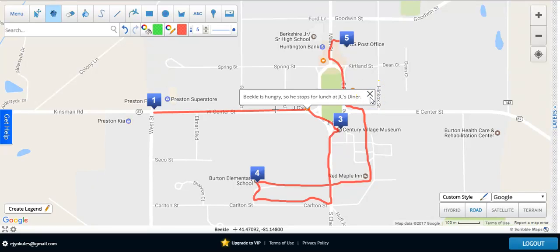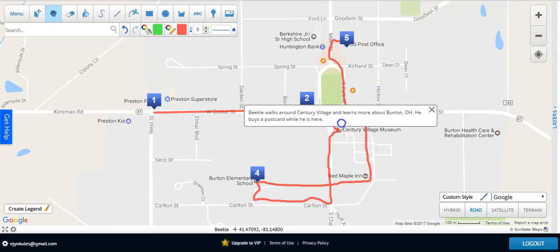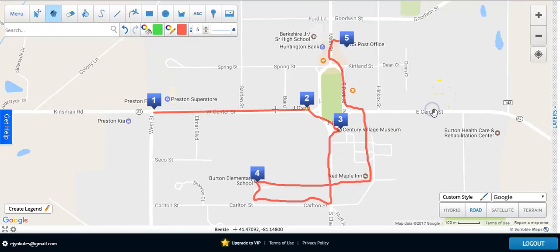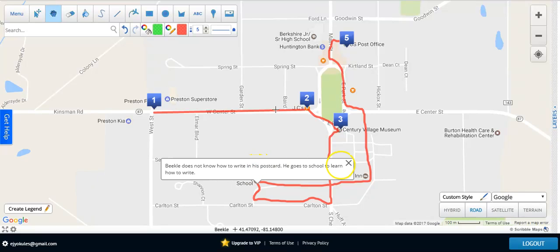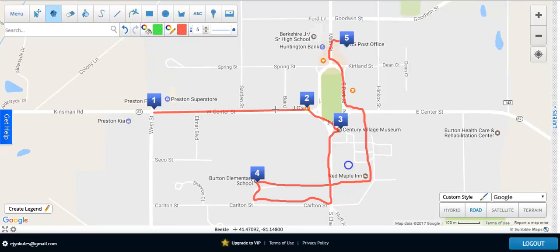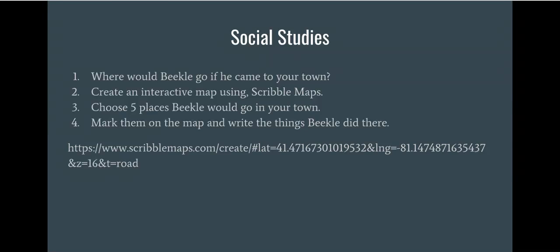He would then go to this little museum in my town to learn more about our town, and he'd pick up a postcard while he's there, but because he's an imaginary friend, he has to go to school to learn how to write. And then once he learns how to write, he goes to the post office and sends his card to Alice, who is not his imaginary friend, but his real friend. So that is the artifact for that activity that I would have my students do.